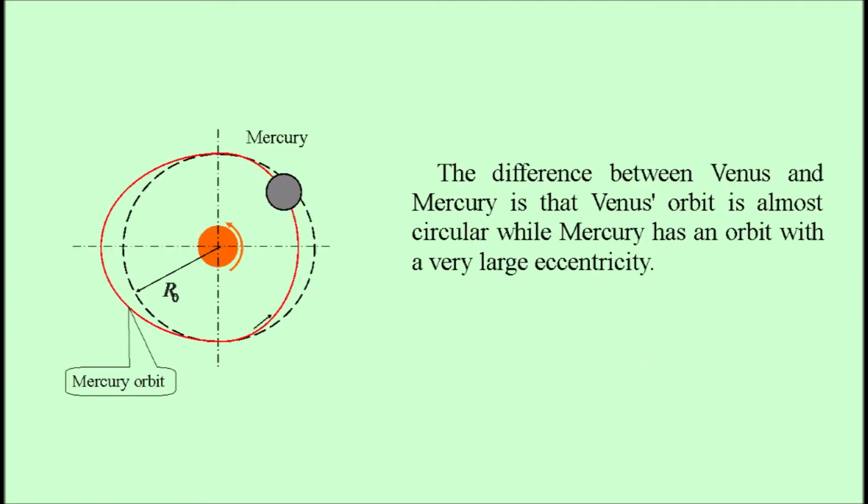The difference between Venus and Mercury is that Venus' orbit is almost circular, while Mercury has an orbit with a very large eccentricity.